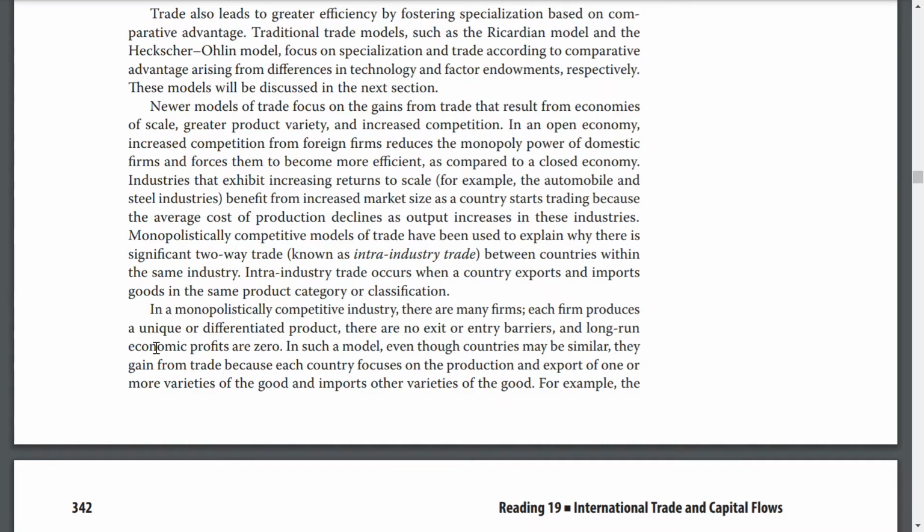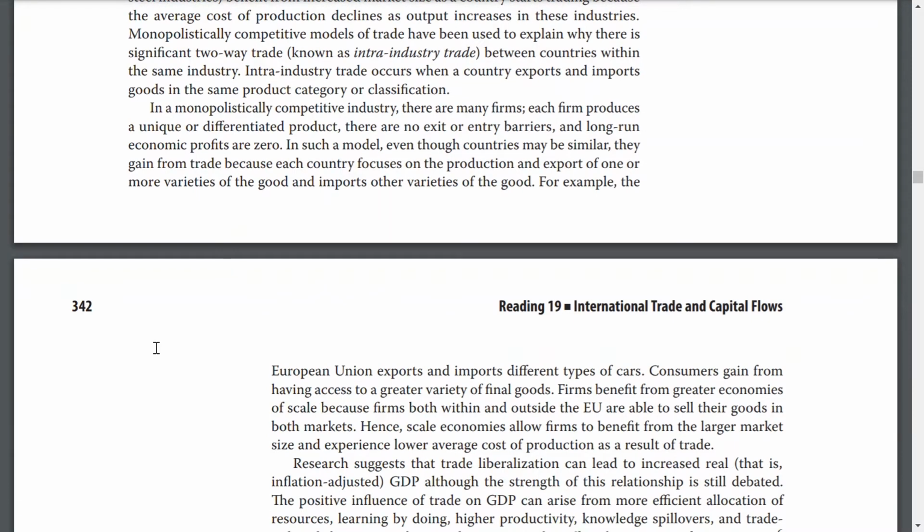Monopolistically competitive models of trade have been used to explain why there is significant two-way trade between two countries within the same industry. Intra-industry trade occurs when a country exports and imports goods in the same product category or classification. In a monopolistically competitive industry, there are many firms, each producing a unique or differentiated product. There are no exit or entry barriers, and long-run economic profits are zero.